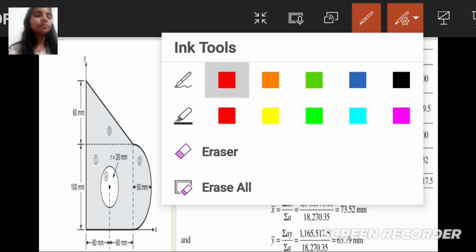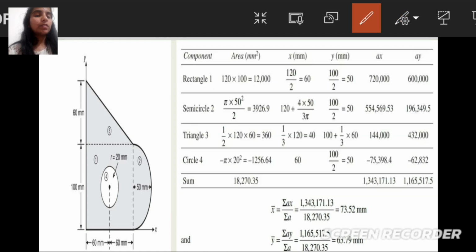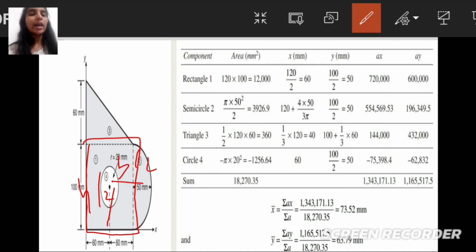Now we'll find the centroidal distance of y-axis in the rectangle. We get here b by 2 and here h by 2. In the y-axis we get h by 2, that is 100 divided by 2, that is 50. In the semicircle also the same thing.